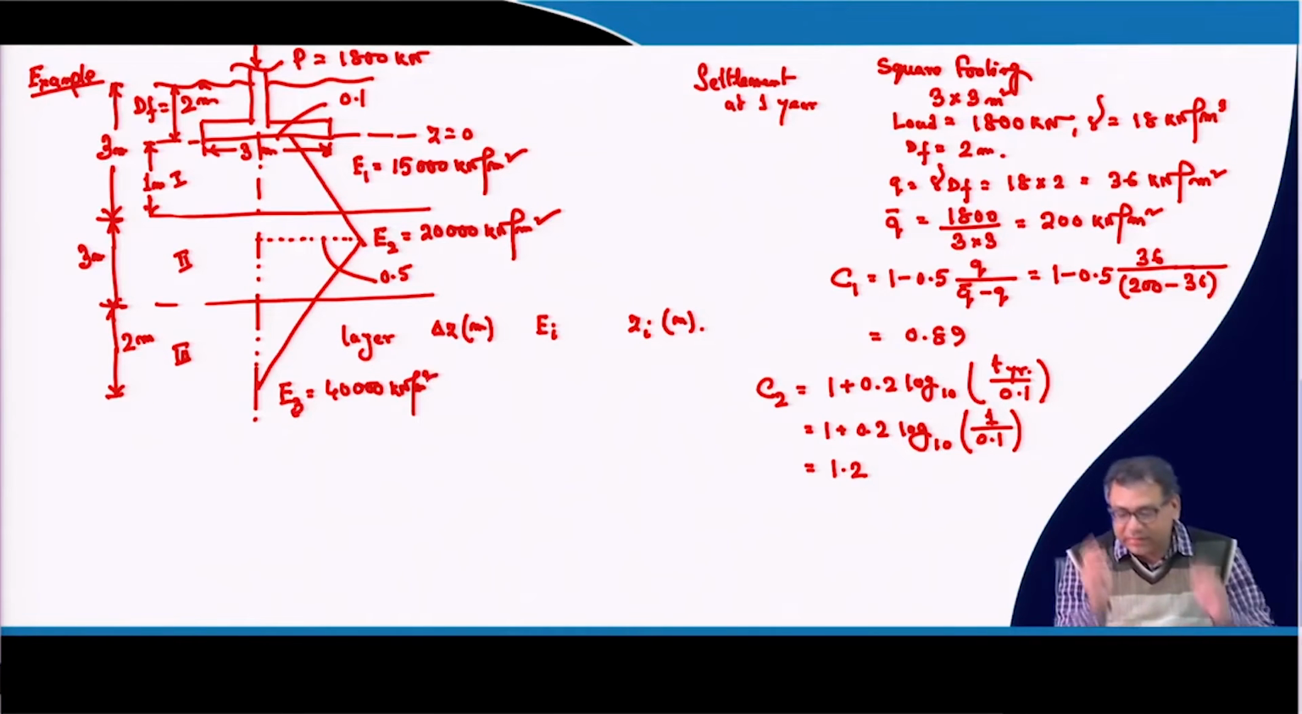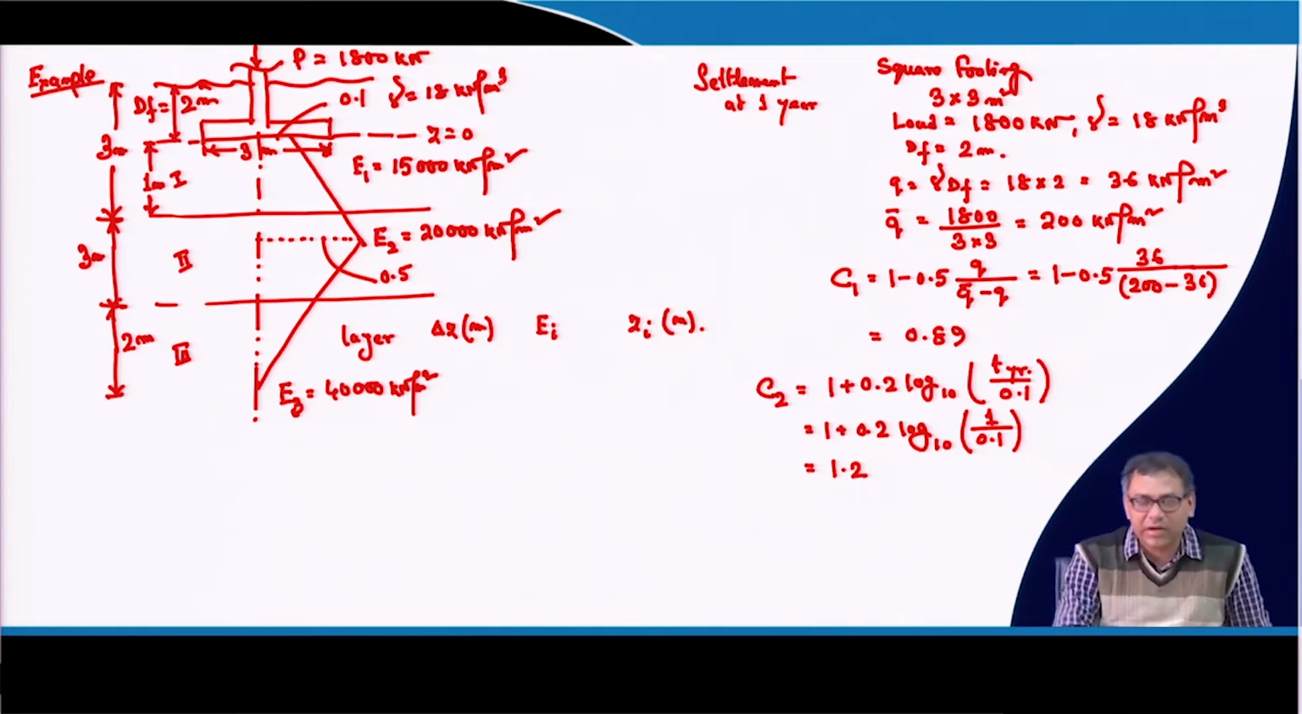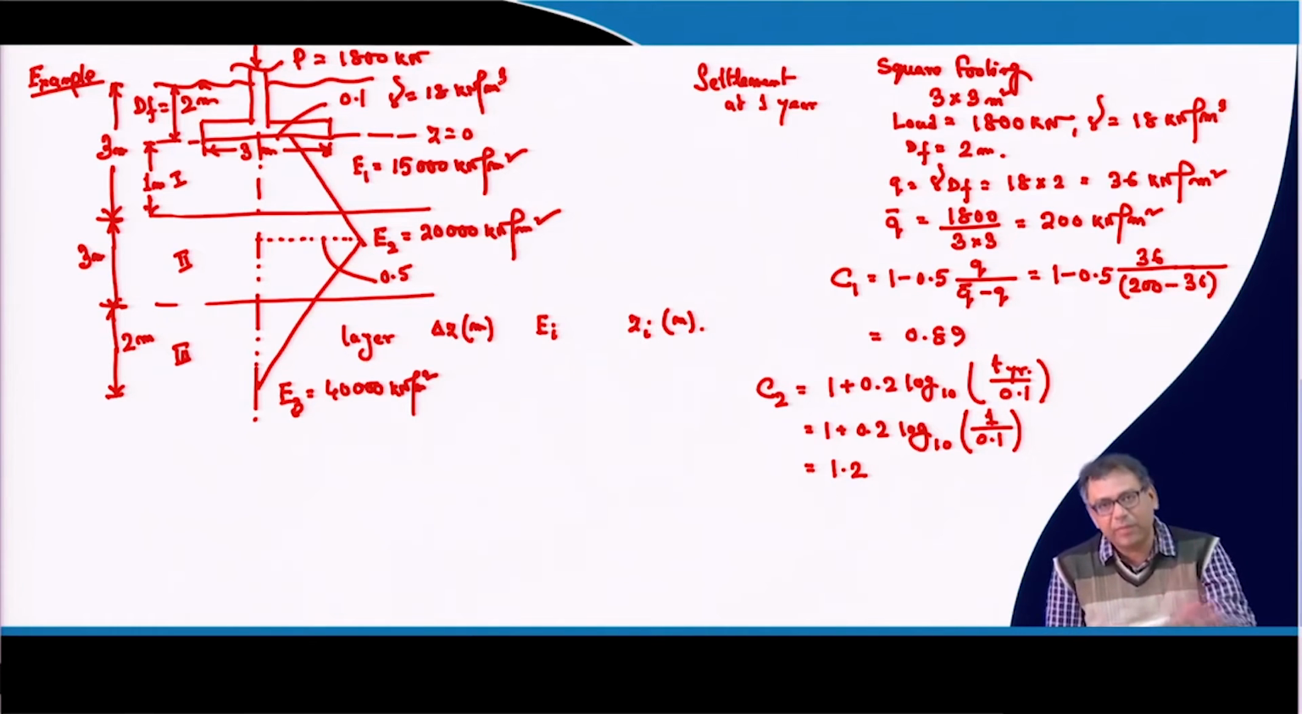So now what are the things that are given? The dimension of the footing is given, 3 by 3 meter. The amount of load is given, 1800 kilonewton. Then the unit weight of the soil of the first layer is given, that is 18 kilonewton per meter cube. For the other layers it is not required, that is why it is not given. DF, the depth of foundation, is 2 meter, which is given. Then the time at which I want to calculate the settlement, that is 1 year, is also given.